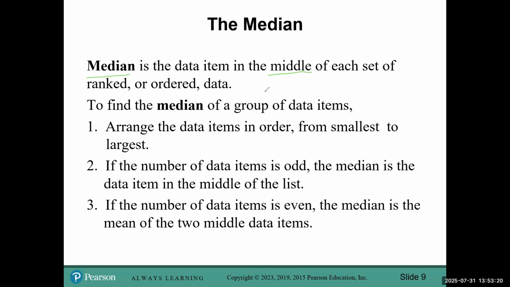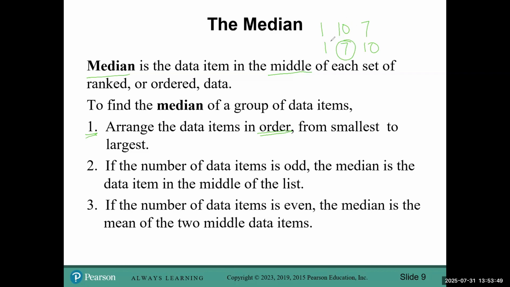Now, when you're calculating a median, you want to make sure that you first arrange the data items in order. Okay, they have to be ordered. If I have the data items 1, 10, 7, the middle value is not 10. I would first reorder them 1, 7, 10. And now you can see that the middle value is 7. So this step is very important. Make sure that you order them.